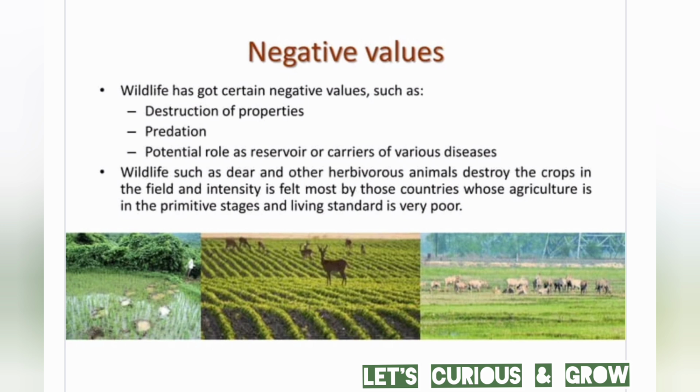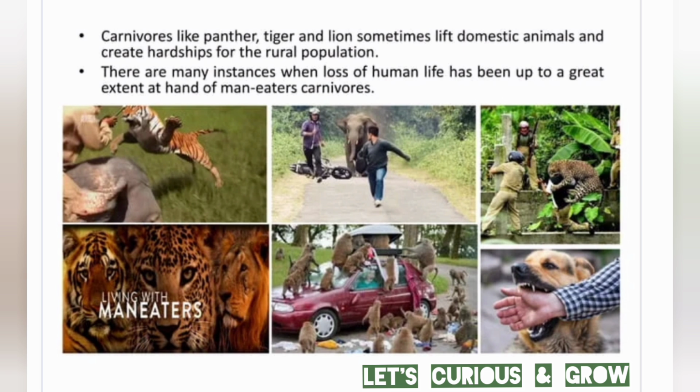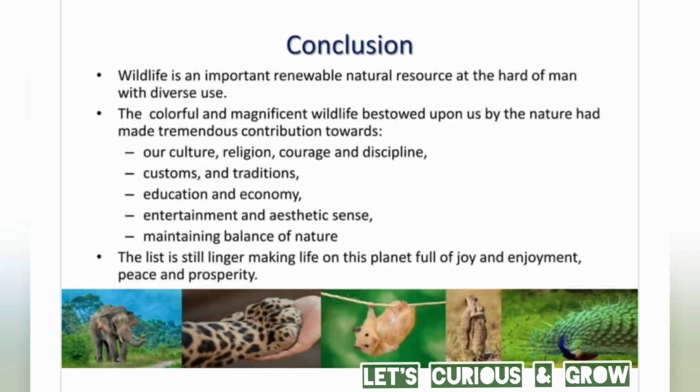In these pictures you can see that this is also one of the negative aspects in the agriculture industry. Next, carnivores like panther, tiger, and lion sometimes lift domestic animals and create hardship for the rural population. There may be instances when loss of human life has been great due to man-eater carnivores. Through these pictorial representations, and if you are aware of some journal knowledge and news too, you hear of cases like monkeys, barking dogs, and street dogs attacking a child or some people, etc.